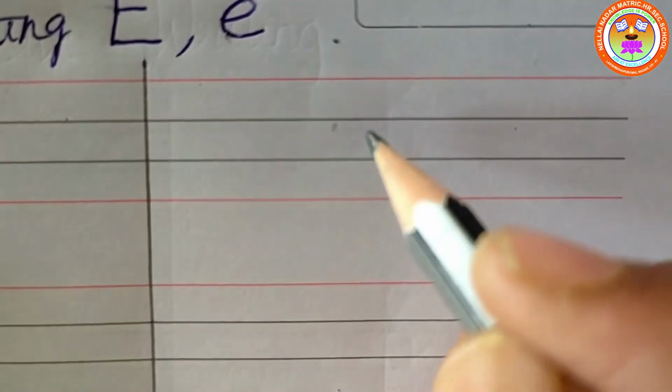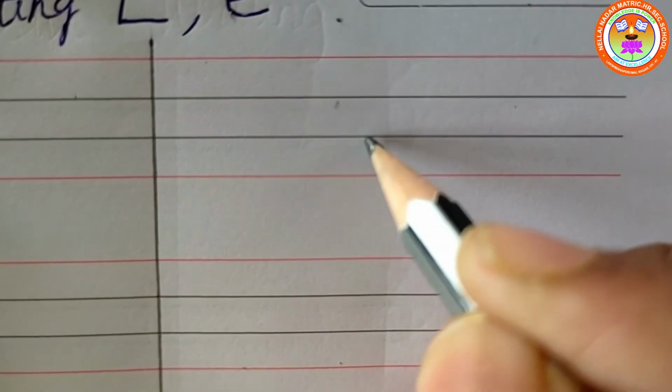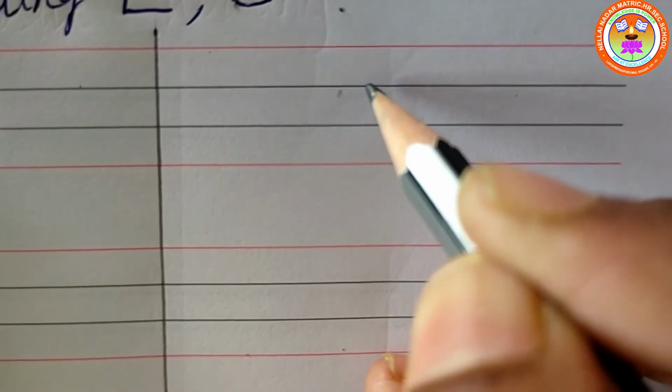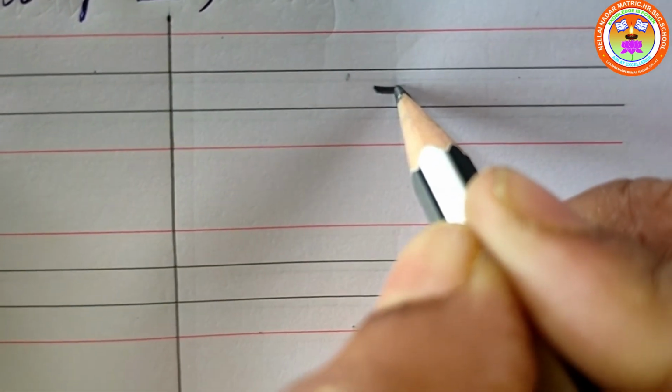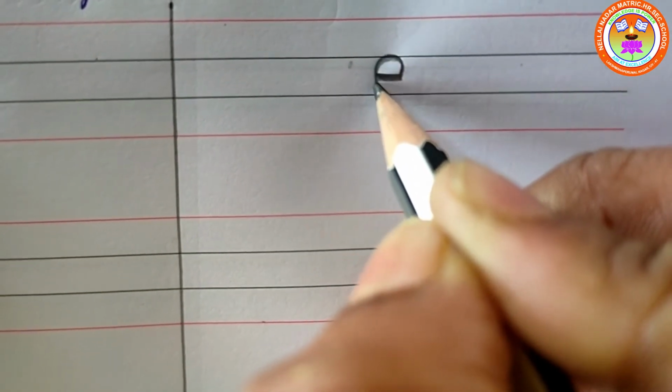Now for writing small letter E, see here first blue line and second blue line. You are going to write in this 2 blue lines. Okay children, see here we have to put one sleeping line and then put one right curve. You have to go and touch on the first blue line and then put one right curve and then you have to stop on the second blue line like this. This is small letter E.